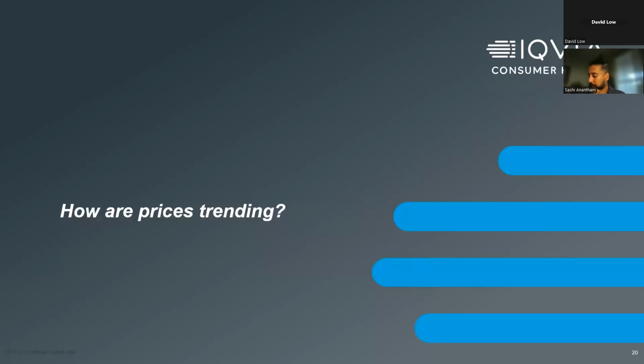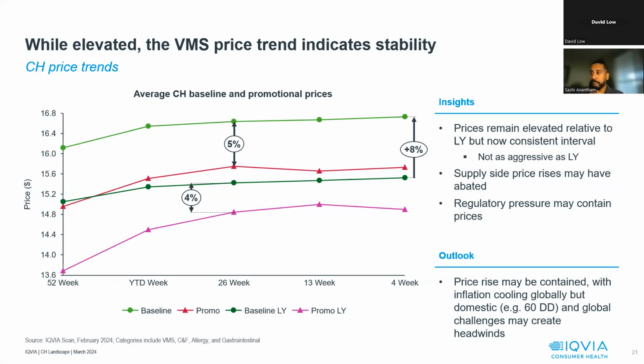Okay, moving on to prices and how prices are changing. I think suffice to say, prices have stabilized. We're not seeing a lot more inflationary-led prices come through. So how do you interpret this chart is you have the various time periods at the bottom, 52 weeks, year to date, and so on. All of these end on February 28, 2024.